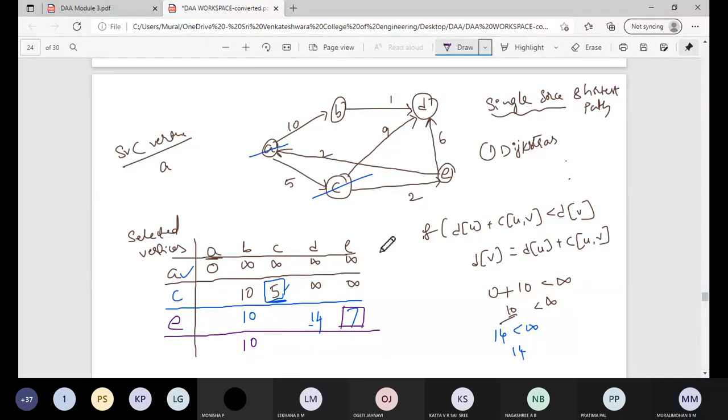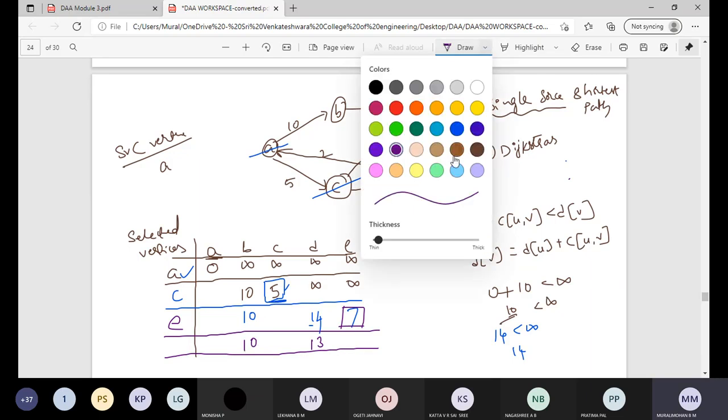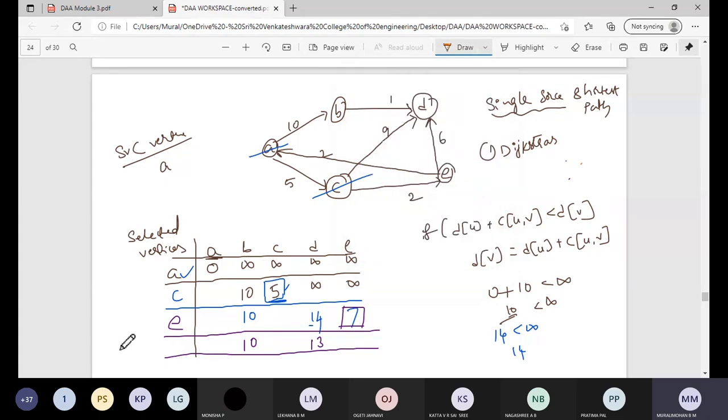13. Already for E we are having 7. So 7 plus 6, 13. But for D we are having 14. So 13 is less than 14. So we can modify that, right? And E is already selected. Now we are having 10 and 13. So which is minimum in this one? 10 is a minimum, right? So we can select this 10. So which is that? B. So B is selected.